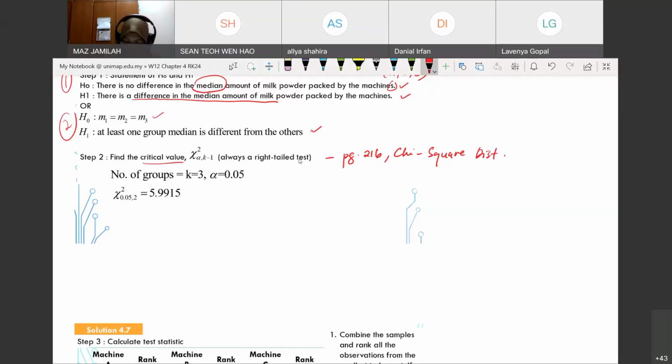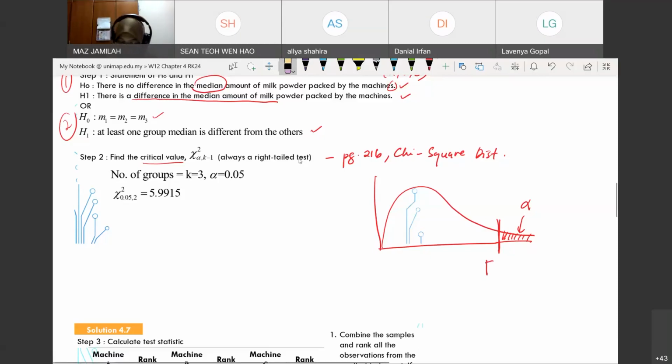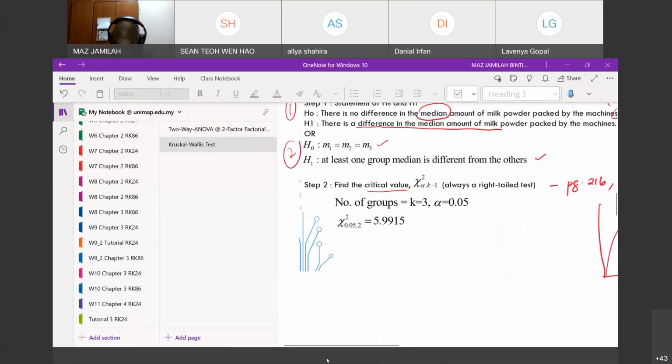When we say critical value, remember it refers to your alpha value, because your alpha is your rejection region. For this case, since we have 3 groups involved in our test and alpha given is 0.05, the chi-square for 0.05 with degree of freedom of 2 is given by 5.9915.